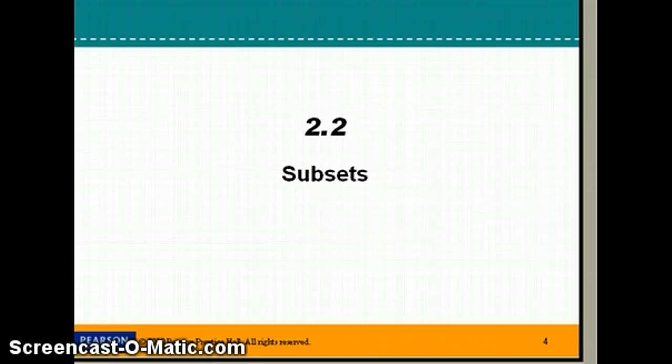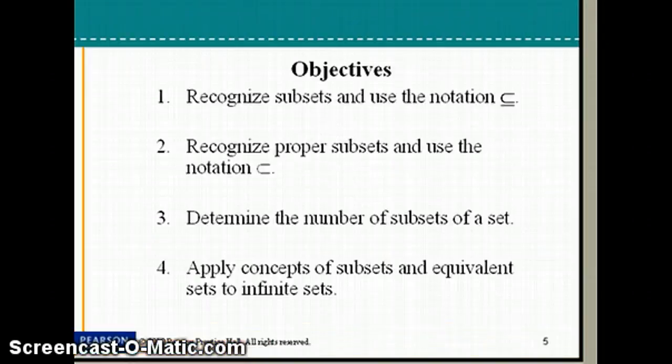So here we are. We're going to talk about subsets. And let me get sort of right down to it. What we want to do is we want to recognize subsets and use this special notation right here. We want to recognize proper subsets. That's different than a subset. And we'll use this notation right here. So we'll talk about that in a moment. We want to determine the number of subsets in a set, and we want to apply the concepts of subset and equivalent sets to infinite sets. Now, we may not get to this number 4, but if we do, I just want to give you a little heads up on that.